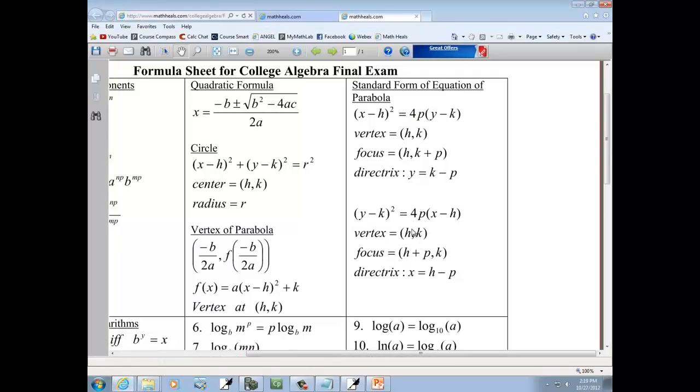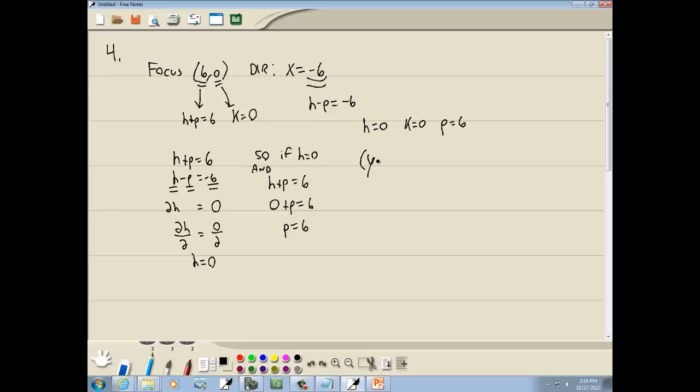We said it was the bottom formula, so y minus k squared is equal to 4 times p times x minus h. Let's plug in what we got. K we said was 0, so y minus 0 squared equals 4 times p, which is 6, times x minus 0. Y minus 0 is y, so y squared equals 4 times 6 is 24, and we got an x, and that x minus 0 drops away. So our answer would be y squared equals 24x.